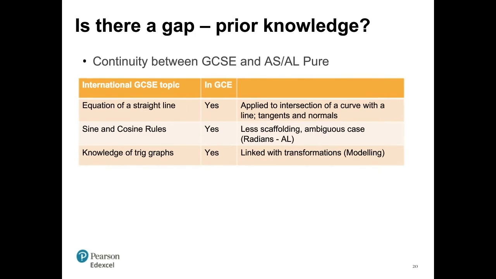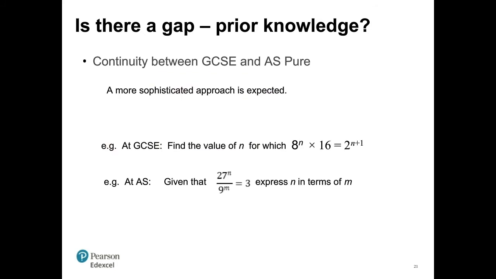And a few more topics here that I've just added. Obviously, with the sine and cosine rule, we have radians in A level, but it's still degrees in AS with that ambiguous case, which I often used to teach to my GCSE students anyway. So here's an example of a question I found from a GCSE paper and the same topic on an AS exam. Essentially, those two questions could sit on either paper.